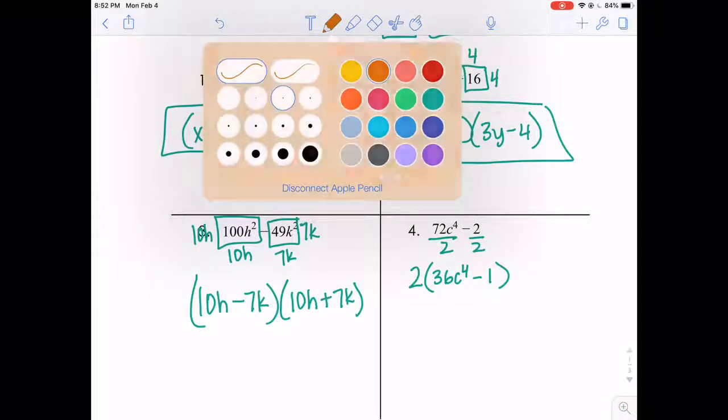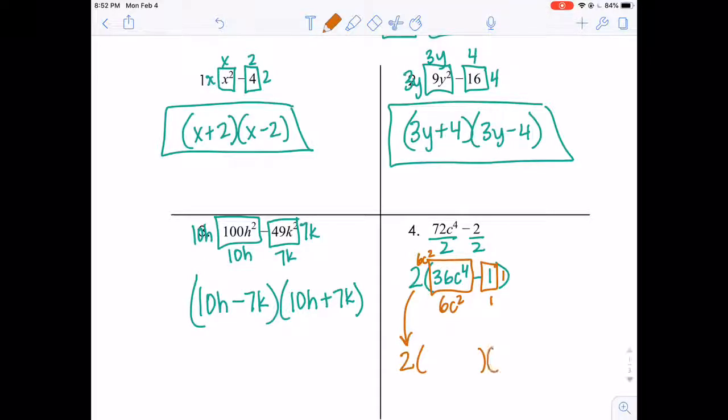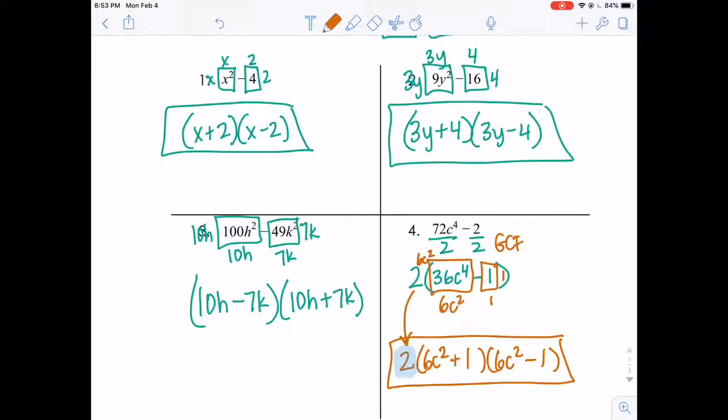And I can see here that this is a square number. So 6c squared times 6c squared. And I know 1 is a square number. It's 1 times 1. So I'd bring that 2 straight down. And then I'm going to have 1 positive, 1 negative, 6c squared plus 1, and 6c squared minus 1. So I can put that GCF out on the outside, and then it will work exactly the same. Okay, so just make sure you put that GCF out there.